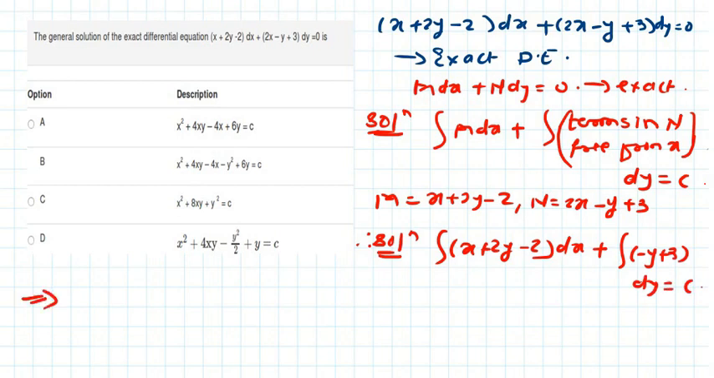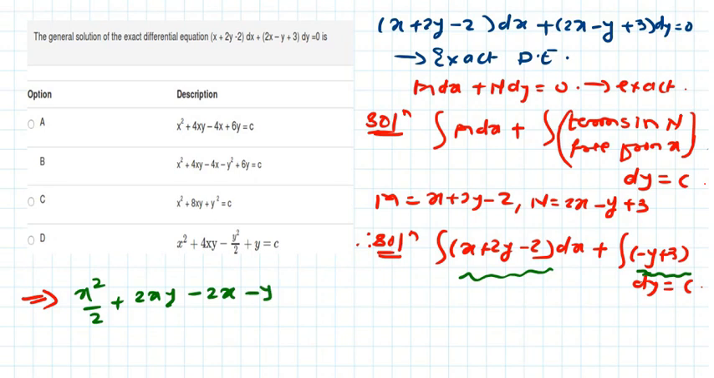First, this is to integrate with respect to x, and this is to integrate with respect to y. Integration of x will be x square by 2, integration of plus 2y with respect to x will be 2xy, integration of minus 2 with respect to x will be minus 2x, integration of minus y with respect to y will be minus y square by 2, and integration of 3 with respect to y will be 3y, equal to constant. So multiply this whole equation by 2.